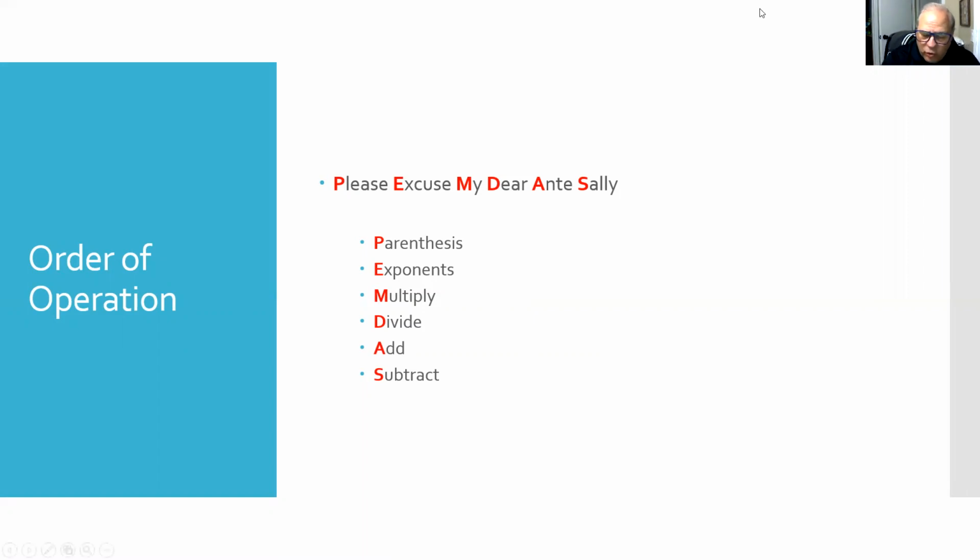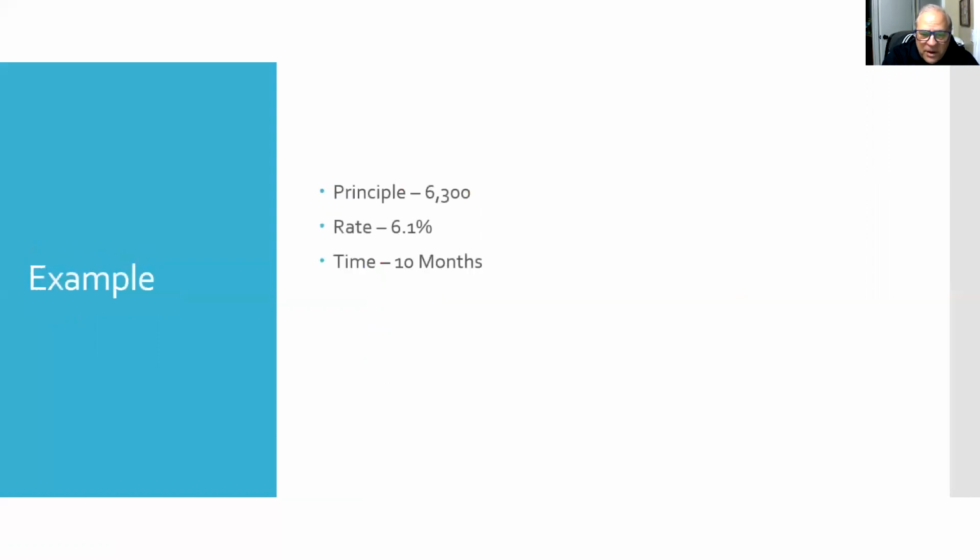And why that is so critical in this particular instance is that very often I have found, not just in textbooks, but in algorithms that are used by programs, this to be incorrect. So let me show you an example. Let's use a principal of $6,300. We're going to have a rate of 6.1%, and we're going to have the time as 10 months.